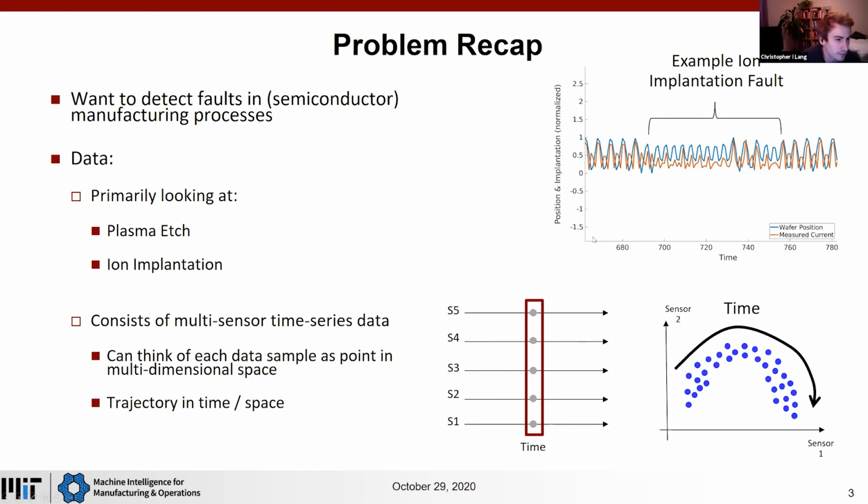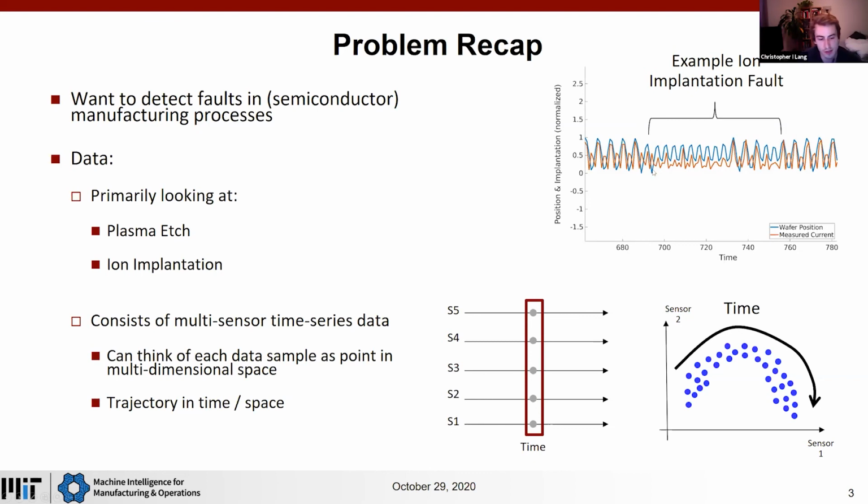So this is an example of a fault from the ion implantation process, where the x-axis is time. And these two curves are the two most important sensors. They're the wafer position, which is the position of the wafer on that big wheel that we were showing before, and then the measured current. Generally, the measured current should be a function of the wafer position. So when the wafer position is high, we tend to get a high measured current, and it follows this particular pattern here. But at some point in the processing, there was a fault in the machine, and we did not see this characteristic pattern. And this is really what we want to detect.